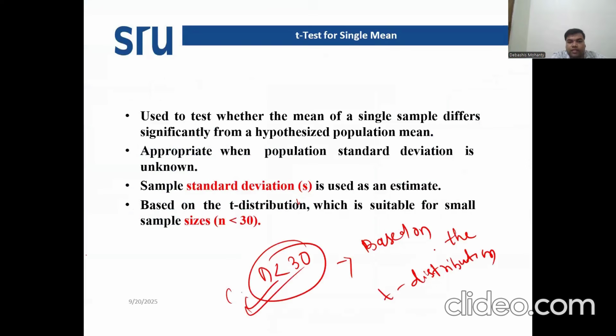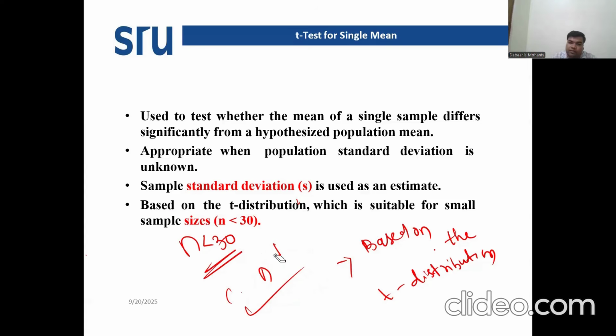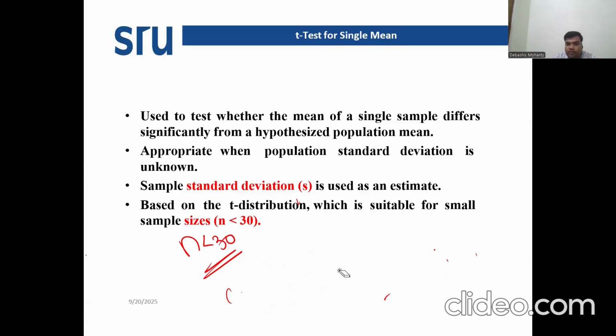So at the starting, we have seen under which condition we use it. The condition is n must be less than 30. This is the first condition. What is n? N is the sample size. So sample size must be less than 30 so that we can take the t distribution. Means it is only for small samples. Okay, that is very important. And the sample standard deviation is used as an estimate. That is the S value.